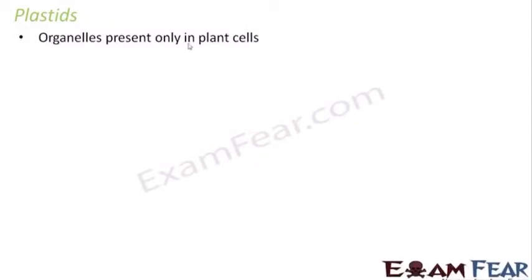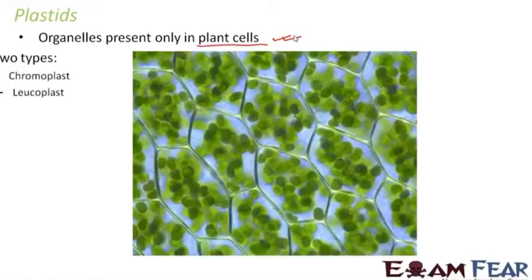Now talk about plastids. What are plastids? Organelles present only in plant cells. That is the most important point, because we do not see plastids in animal cells. So it is very, very important to make a note that plastids are present only in plant cells.